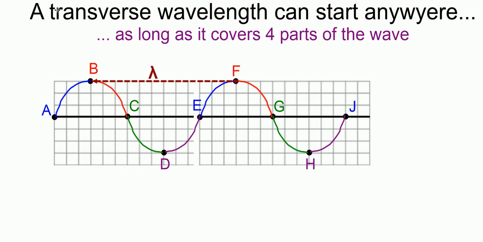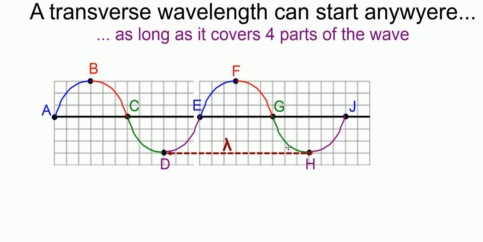That's a wavelength also. You could start it here, just where it goes down. 1, 2, 3, 4 parts. Yes, that's a wavelength. One more, we can do it from the troughs. It covers part 1, part 2, part 3, part 4. So you can start a wavelength anywhere you want to, as long as that horizontal wavelength covers four parts of a full transverse wave.